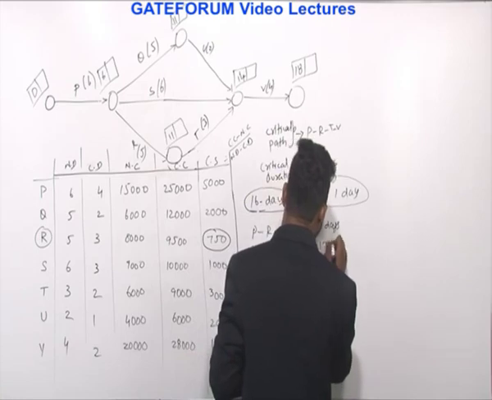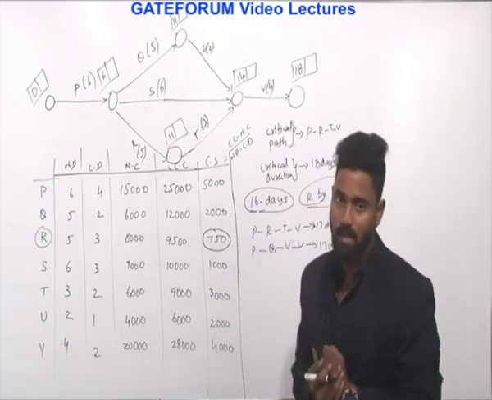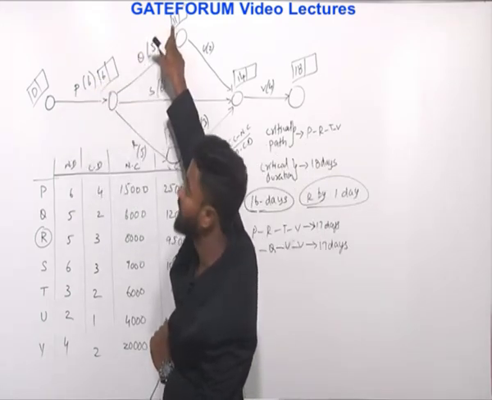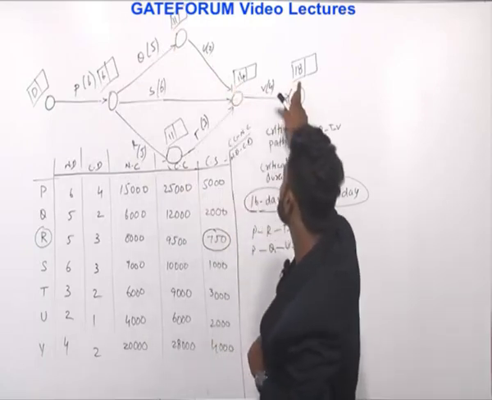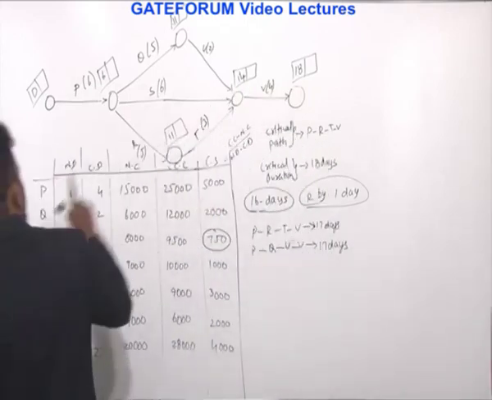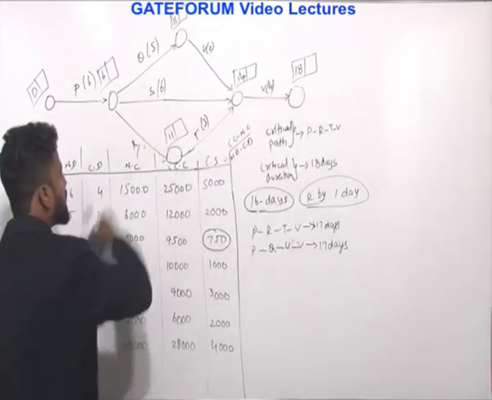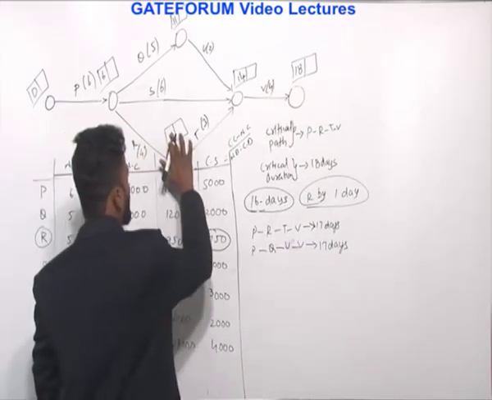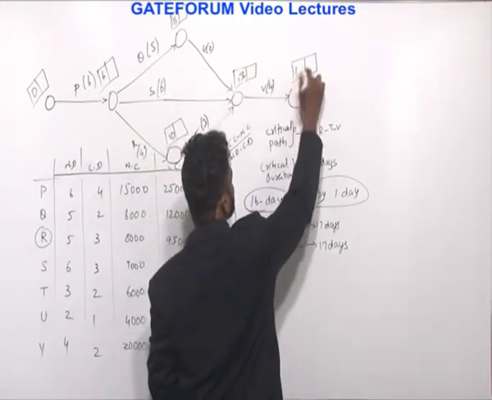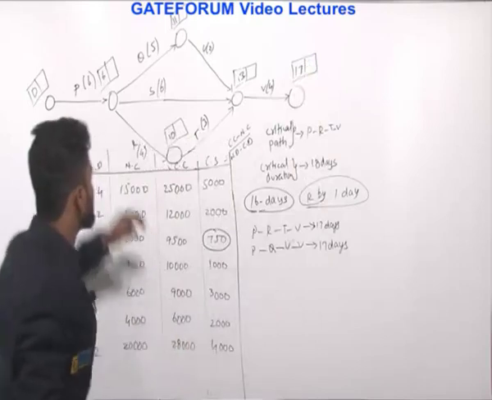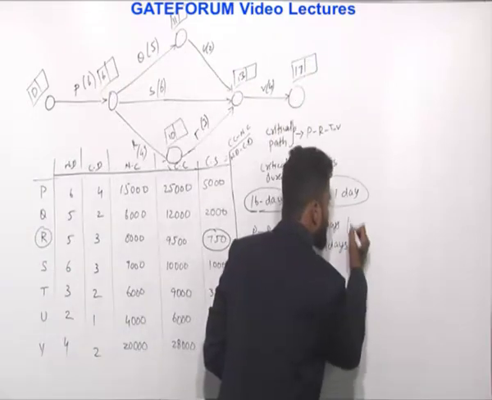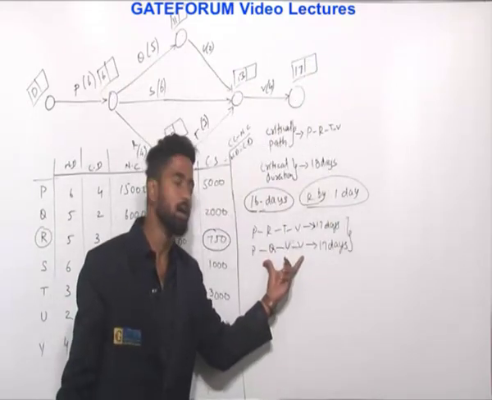At the same time, PQUV will also become critical, because this will also become 17 days. See here, P, this is 0 plus 6, 6. 6 plus 5, 11. 11 plus 2, 13. 13 plus 4, 17. That's how it goes. Now what I am doing is crashing this by 1 day, so this becomes 10. 10 plus 3, 13. 13 plus 4, 17 days. Similarly here also 11 plus 2, 13, 13 plus 4, 17 days. That means both paths become critical paths.